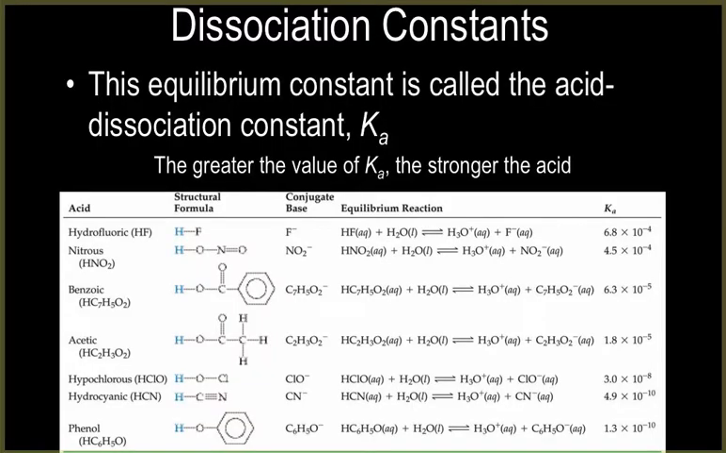So here is hydrofluoric acid. We've talked about hydrofluoric acid a little bit in class. Hydrofluoric acid is a relatively strong weak acid because it has a much larger Ka value, and you can see as you go down here the values of the Ka decrease, which means they are weaker weak acids.